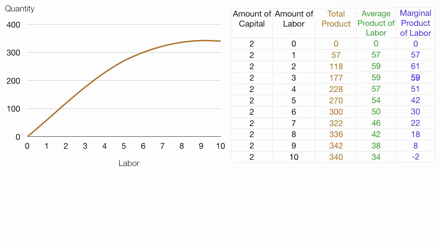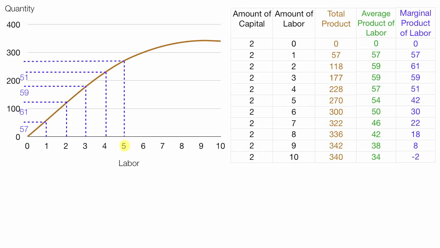So if I start out at zero, let me put a little yellow dot there, and I go from zero to one, my marginal product of labor is 57. If I go from 1 to 2, it becomes 61. If I move from 2 to 3, it goes down, and it is 59. And I'll discuss why it goes down in a moment. From 3 to 4, it decreases again, and it goes down to 51. Notice how the curve, the brown curve, kind of bends down. That's what's causing that to bend down, the decrease in marginal product of labor. And if I go from 5 to 6, it's down to 30. And so on and so forth if I continued on.